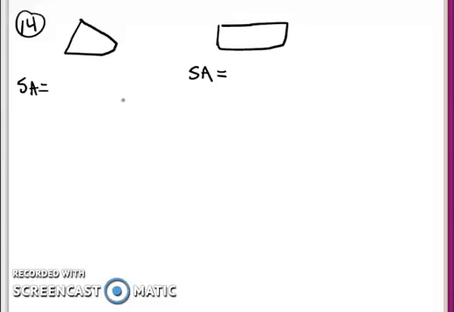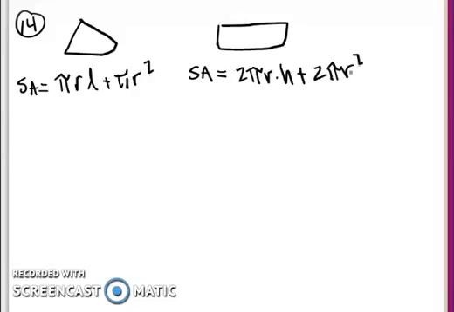Alright, so the cone is going to be pi RL plus pi R squared, and then the cylinder is going to be 2 pi RH plus 2 pi R squared. Okay, so the radius of this is going to be 10. That's half of that 20. And the height is going to be 6. That's all we need to know there.